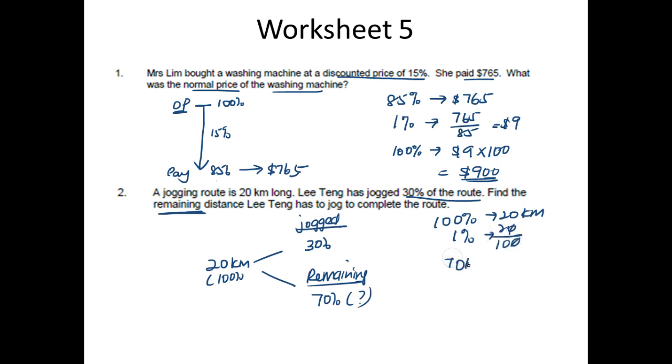Therefore 70% would be 210 times 70, which is 14 km. Alternatively, I take 70% out of 100% times 20 km, and I will get 14 km also.